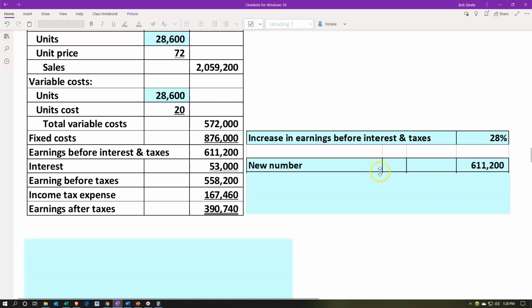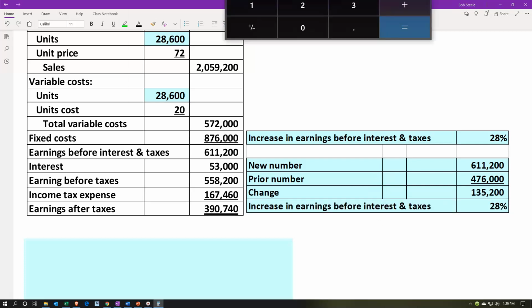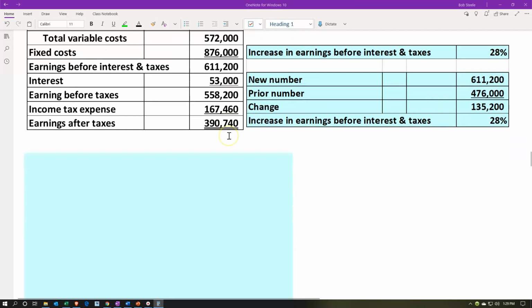If you were to calculate that change again, you're going to take the new number, which is that 611,200, minus the prior number, which was that 476, and then you're going to look at the change and then divide out the change, the 135.2, divided by the prior year period number 476, and we see that we have about that 28% increase that took place.